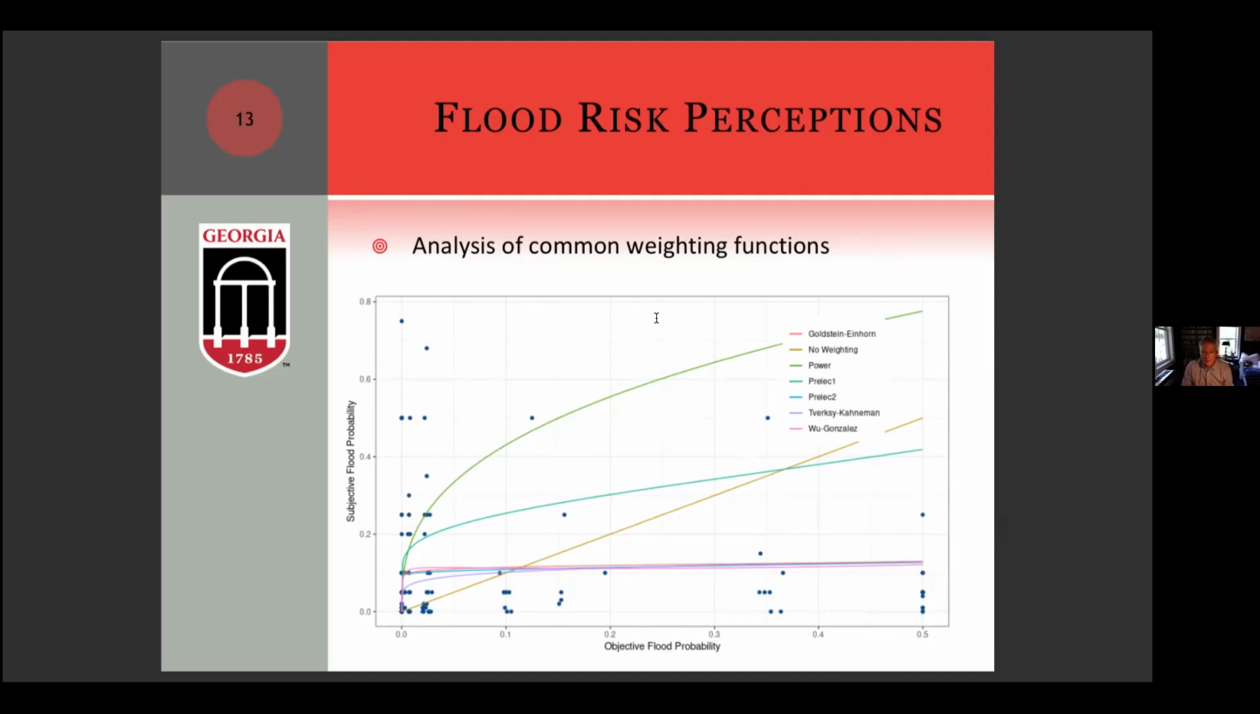So one thing my former graduate student, Dylan Turner, did was to see, can I make these line up better if I use some of the weighting functions that people use in the literature? And as you can see, none of these seem to work really well. And it does seem that different approaches may be necessary for folks that underestimate versus folks that overestimate risk. So this was just an exploratory analysis to see if we could do a better job mapping subjective into objective, and really it did not work.